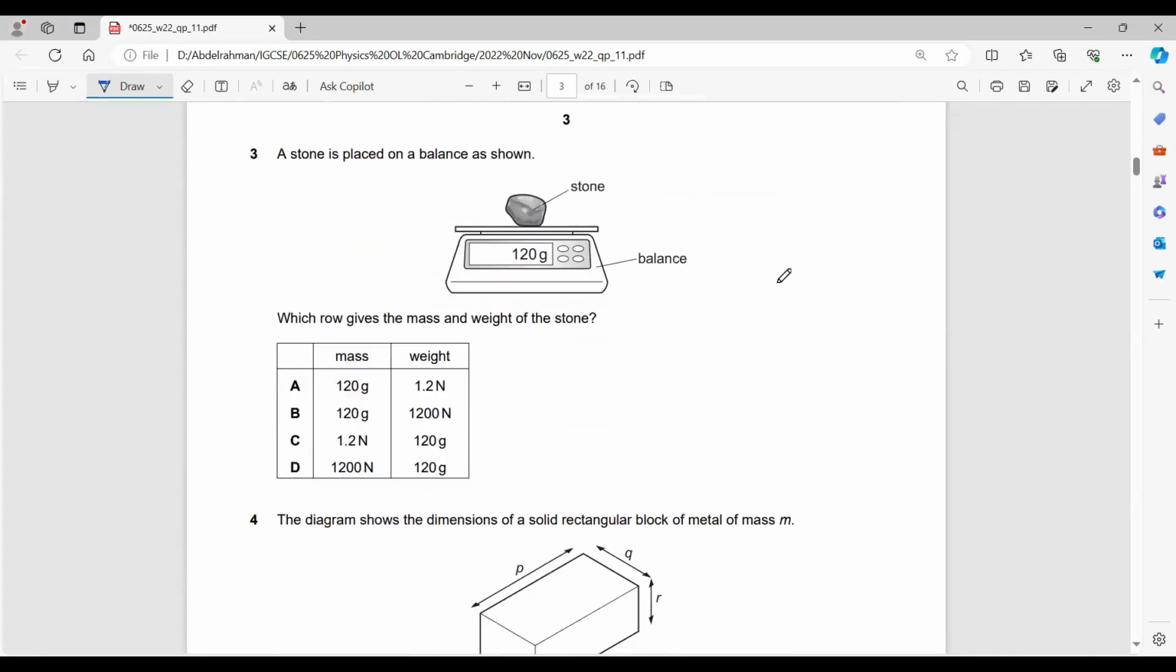A stone is placed on the balance. Which row gives the mass and the weight? The mass is 120 grams. So weight equals mg. Most of you will just multiply 120 times 9.8, which is wrong. You have to divide the mass by 1000. Why? Because the mass must be in kilograms. The weight would definitely be 1.2 newtons.